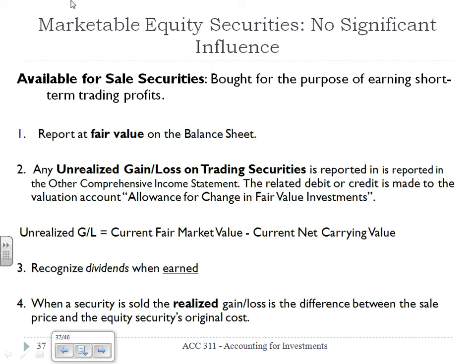Now, this is important because in this situation, it's different than it was for trading securities. And that's because for available for sale securities, the unrealized holding gains and losses haven't gone through the income statement. They've gone to other comprehensive income. And so it's going to be a little bit of an adjustment. We have to be really careful with these types of securities.